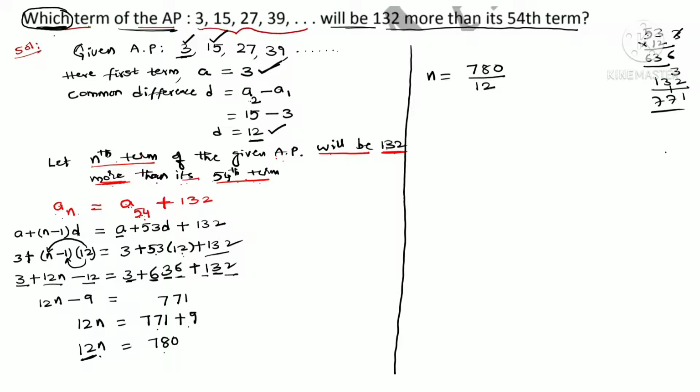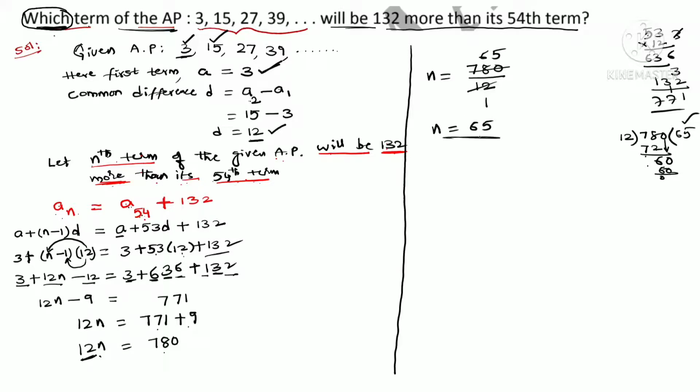12 table. With 12, if you divide this 780, 12 fives are 60. 12 sixes are 72. 78 minus 72 is 6. 7 minus 7 is 0. So this 0 we can take down. 12 five times is 60 only. So what is the answer? 12 one time, 12 sixty-five times. So n is equal to 65.